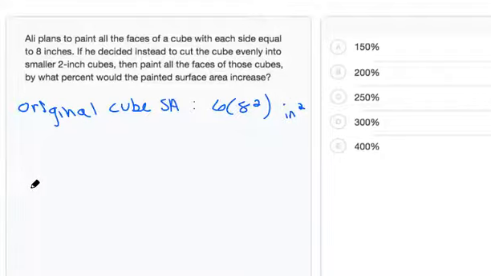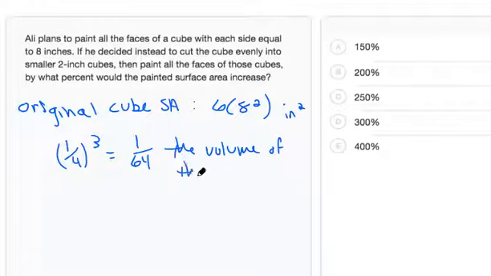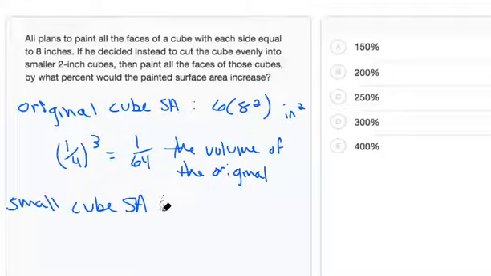Since each 2-inch cube is a quarter the height, a quarter the length, and a quarter the width of the original cube, each of the new cubes, the small cubes, is 1 over 4 cubed, which is 1 over 64, the volume of the original. So each small cube has a surface area of 6 times 2 squared. And this would also be square inches. And we have 64 of them.